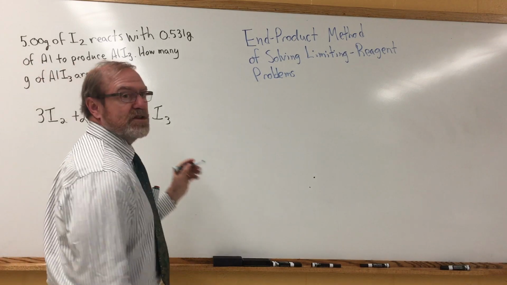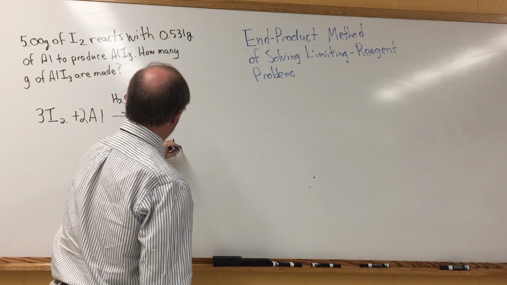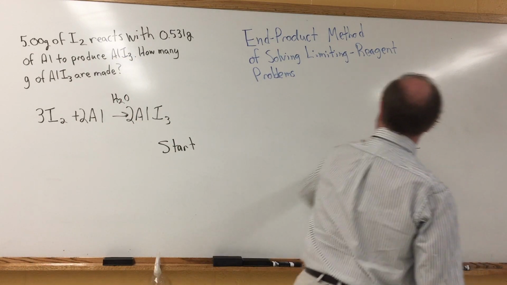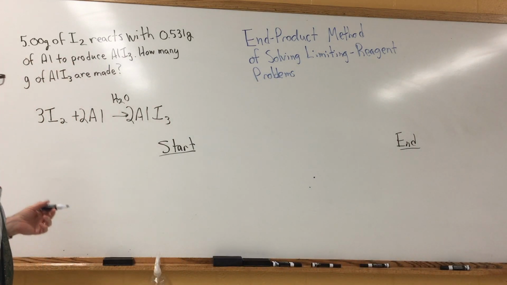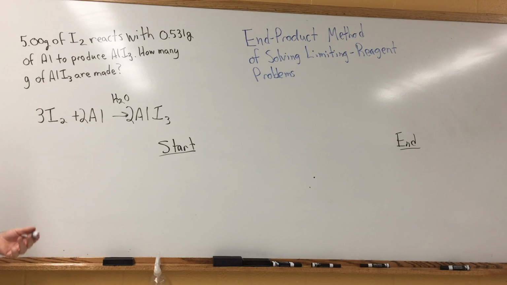The first thing you have to do is figure out what you're starting with and what you're ending with. Start, end. Now, in this method, we actually are going to pick the endpoint, and the endpoint is going to be grams of aluminum iodide. But what is our start point?